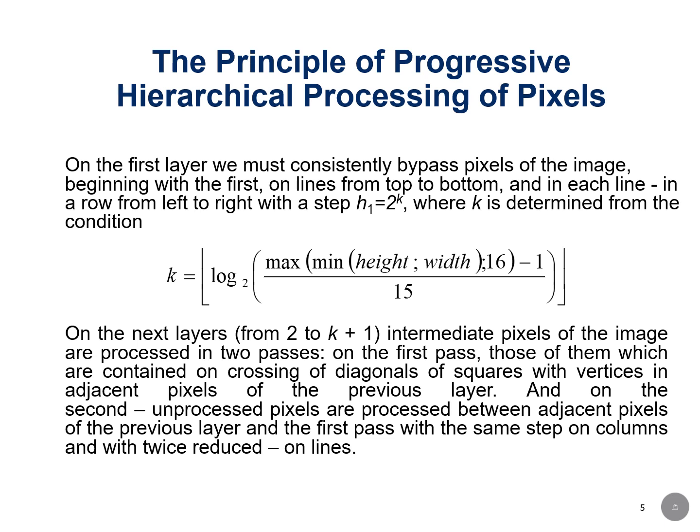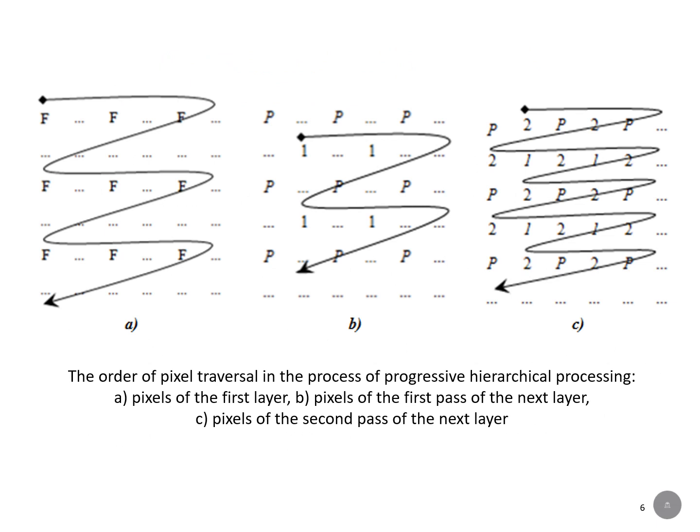On the next layers from 2 to k plus 1, intermediate pixels of the image are processed in two passes. On the first pass, those of them which are contained at the crossing of diagonals of squares with vertices in adjacent pixels of the previous layer. And on the second, unprocessed pixels are processed between adjacent pixels of the previous layer and the first pass with the same step on columns and twice reduced on lines. Schematically, the sequence of hierarchical traversal is shown in this diagram.